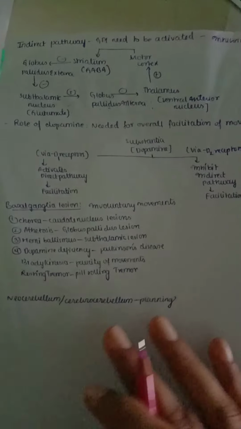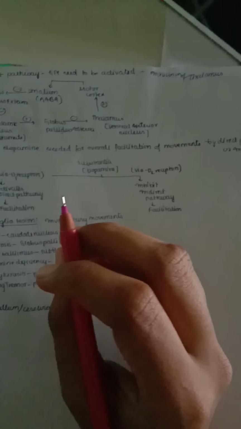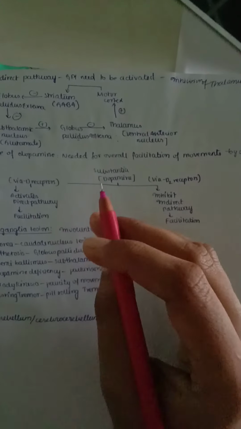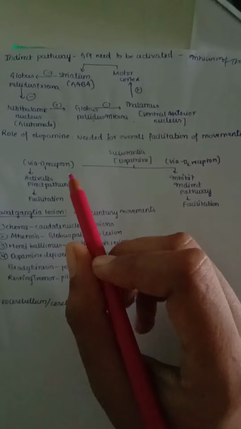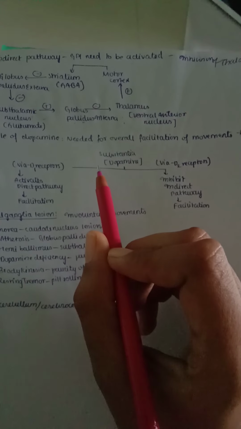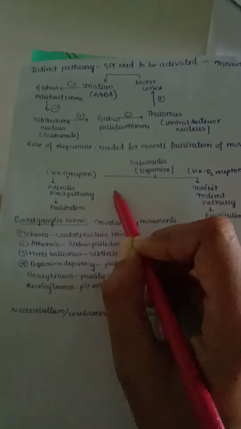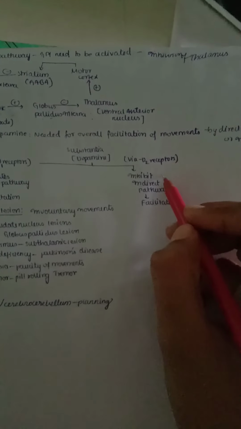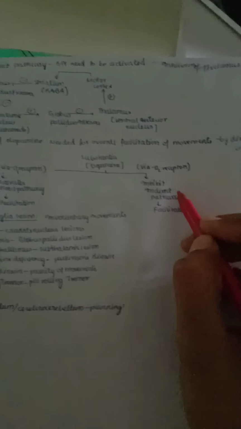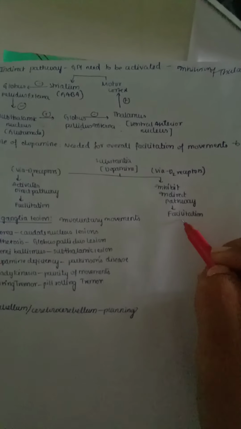The final one is the role of dopamine, needed for overall facilitation of movements, either by the direct pathway or by the indirect pathway. Dopamine is the main neurotransmitter required for both. So let us see. Dopamine via D1 receptors will activate the direct pathway, so it will lead to facilitation of movements. And via D2 receptors, it will inhibit the indirect pathway. So if you inhibit the indirect pathway, it will lead to facilitation.